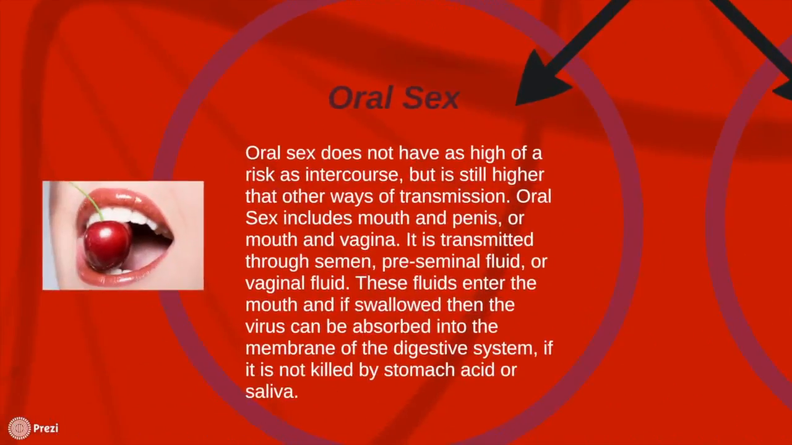Oral sex. Oral sex does not have as high of a risk as intercourse, but is still higher than other ways of transmission. Oral sex includes the mouth and penis or mouth and vagina. It is transmitted through semen, preseminal fluid, or vaginal fluid. These fluids enter the mouth and if swallowed, then the virus can be absorbed into the membranes of the digestive system. It is not killed by stomach acid or saliva.